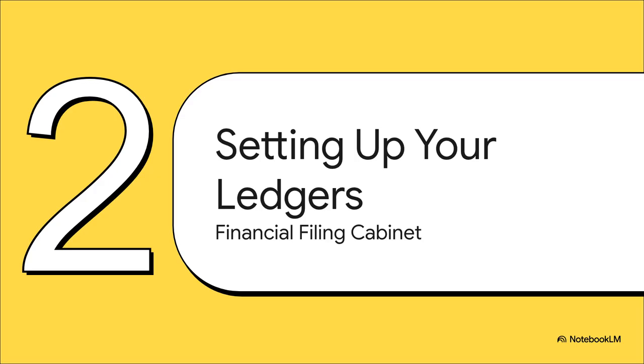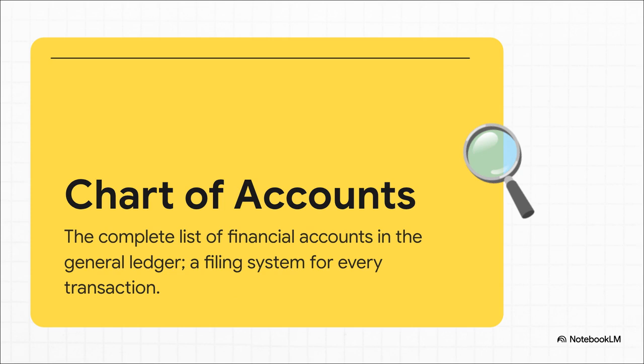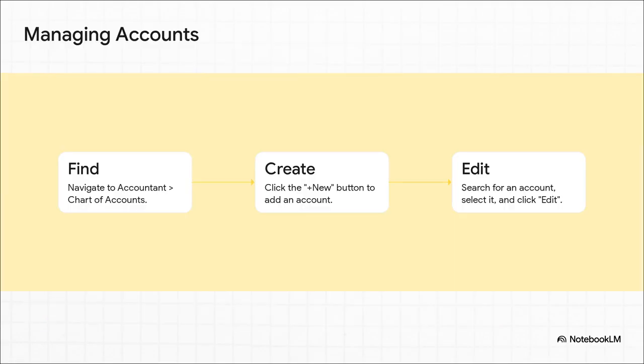Okay, settings are good to go. Now, let's build your financial structure. We're going to set up your chart of accounts, which basically acts as the digital filing cabinet for every single transaction your business makes. The term chart of accounts might sound a little intimidating, but it's really not. Just think of it as your financial command center. It's just a complete list of categories for every dollar that comes in or goes out. Getting this right gives you such a crystal clear picture of your business's health. Right from the chart of accounts dashboard, you can find any account you need, create a new one for, say, a specific expense or income stream, or just edit an existing one whenever you need to.